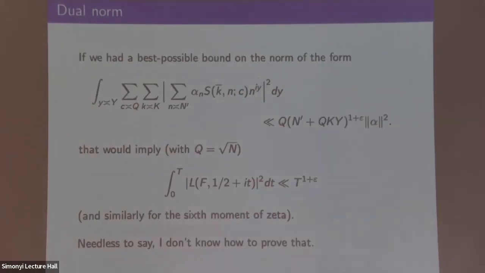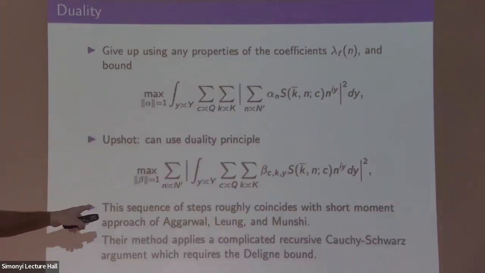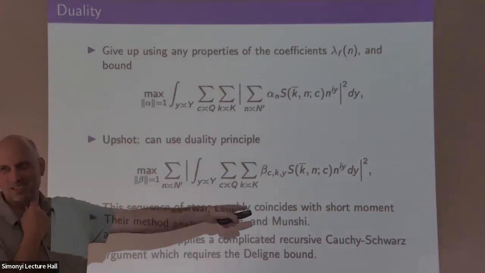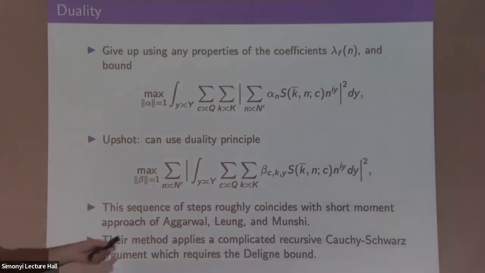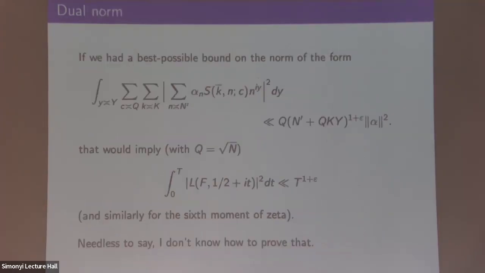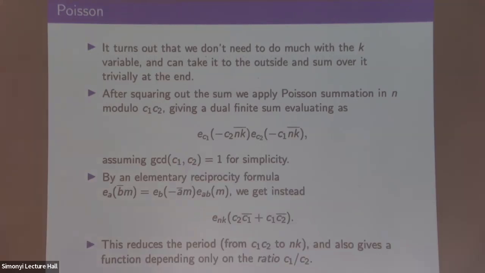So what we're going to use, we're using duality. It's going to look like this. We're going to use Poisson summation. We're going to square it out, use Poisson summation in n. And then when you do Poisson summation on this product of these two Kloosterman sums, you get additive characters. So that's what we're going to use.